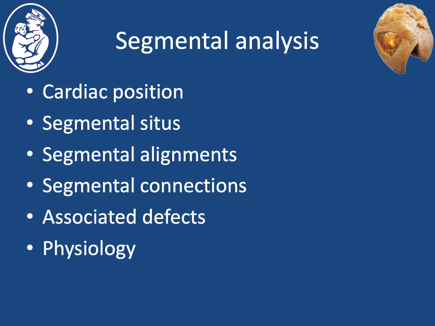Once all of this basic information is obtained and cataloged, we would like to know about any associated defects, things like atrial or ventricular septal defects, or valvar stenosis, or persistent ductus, or these kinds of additional associated defects. And finally, we need to understand the physiology of the defect to be able to manage the patient both medically and surgically.